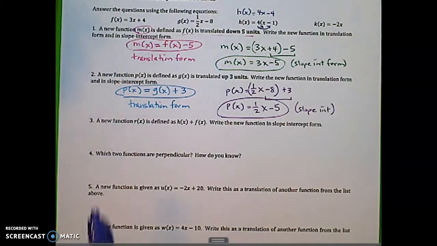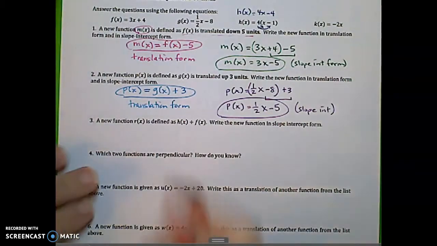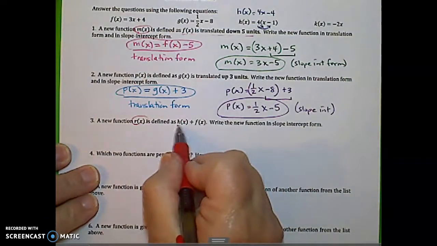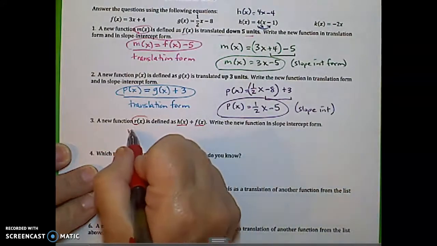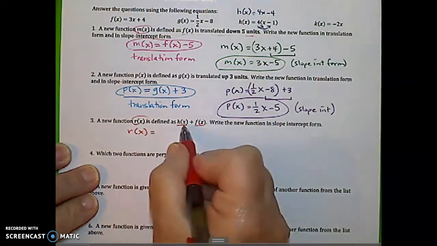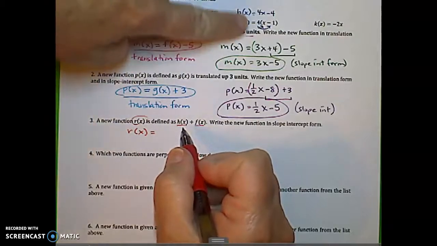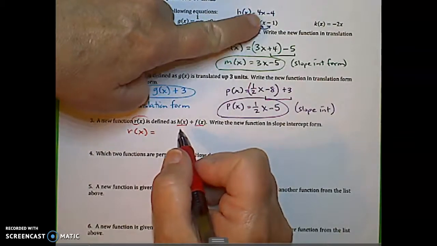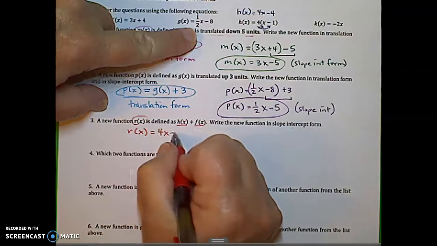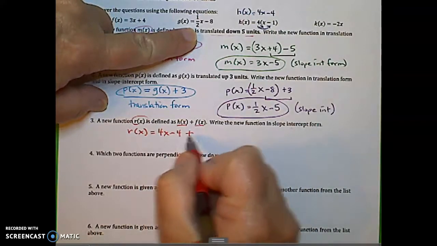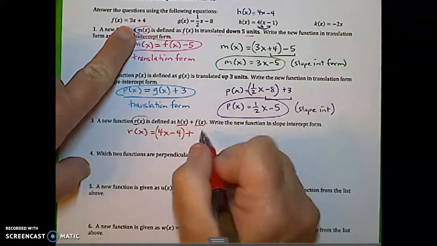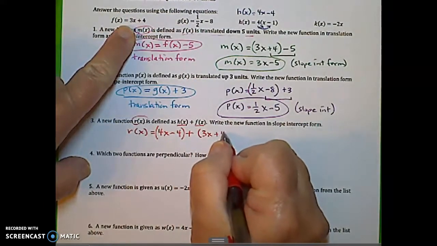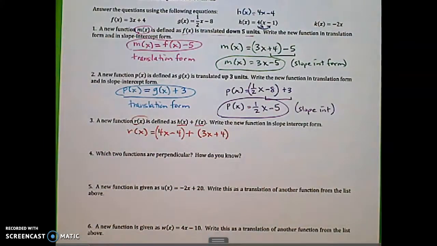Okay, we got another one. A new function r of x, defined as h of x plus f of x. Write the new function in slope-intercept form. So r of x equals h of x. Where is h of x? Okay, I'm going to use my new version of that too. 4x minus 4 plus, you can put parentheses around that if you want, plus f of x, which was 3x plus 4. I like parentheses because it helps me see that I have both of my functions included.